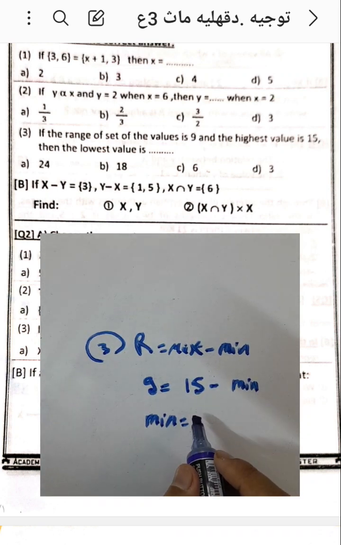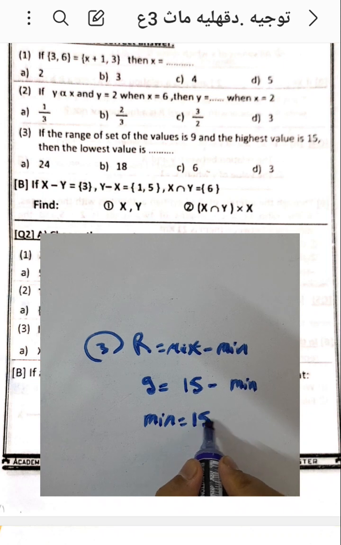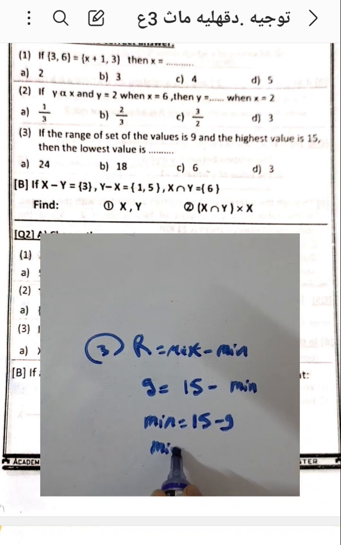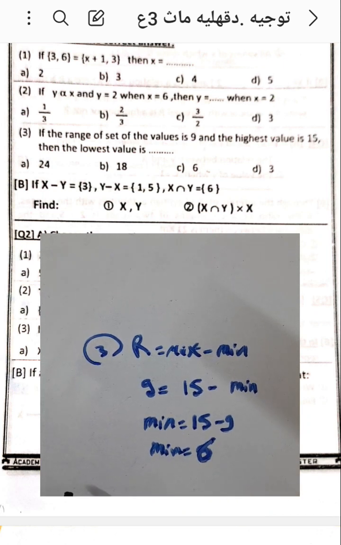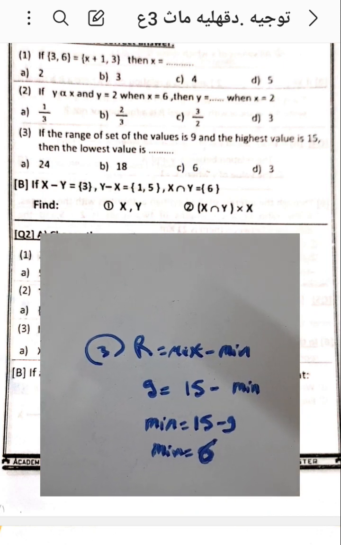Okay, the lowest value here is 15 minus 9 to find the minimum between the numbers. 15 minus 9 will be 6. Okay, the result here will be 6. Letter C.